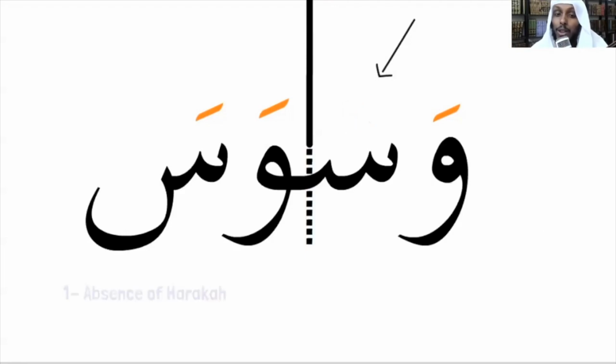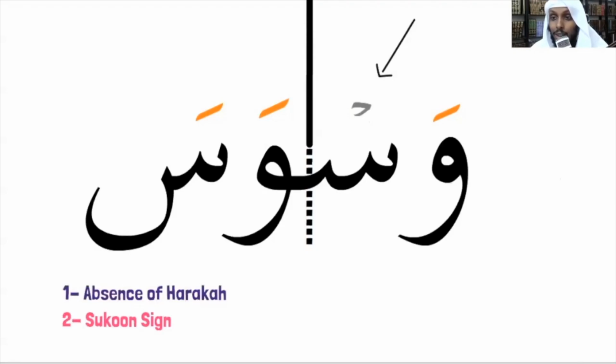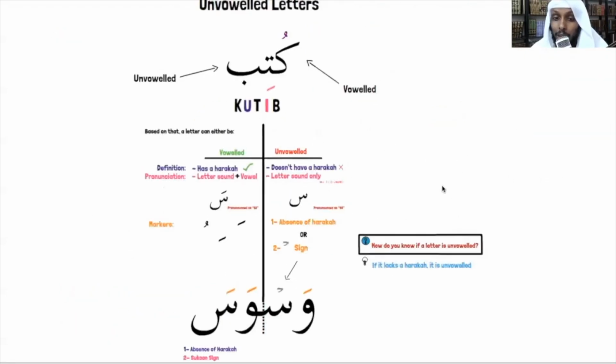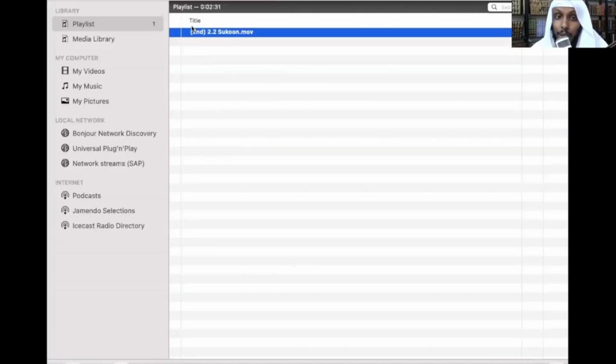So wasa. But we could also write the sukoon sign if we want. So the first one, absence of haraka, which we've just seen, or we can also just write the sukoon sign to show that that seen doesn't have a haraka. But either way, it doesn't make a difference. And that's basically our video on sukoon.